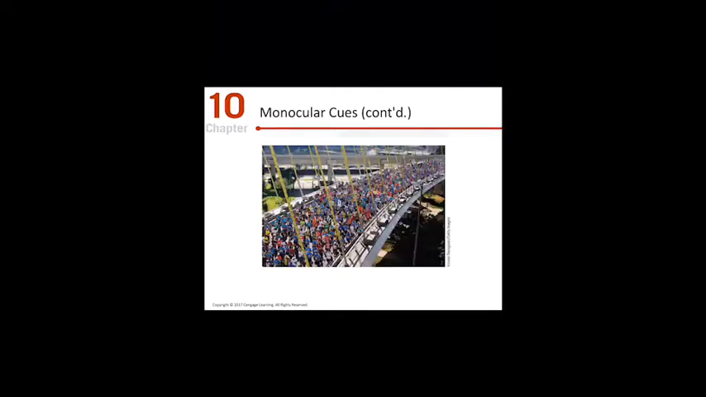Texture gradient is where we see that equally spaced elements appear more closely packed as the distance increases. For example, here, in the distance they look much more densely packed. Then here you can actually see spaces in between the individuals. If you look here, you can see more detail, and you can view them as being closer, whereas these individuals here are in the distance because they are more densely packed.